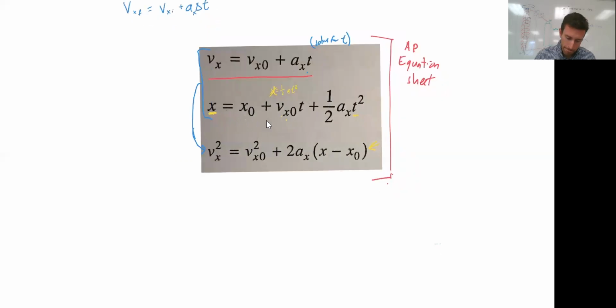I'm going to do v sub x equals v sub x0 plus a sub x t. My v sub x is 6 meters per second equals my initial 0 plus a sub x, 1.2 meters per second squared, times the unknown time. All right, so the 0 takes care of itself. Don't need to worry about that bit.